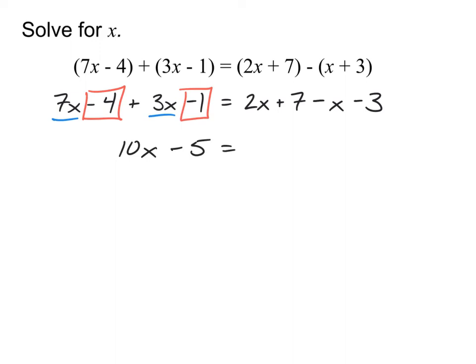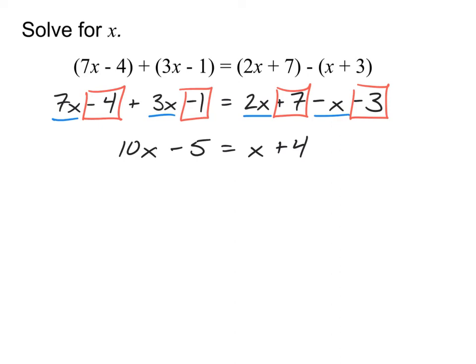On the right side, I'm going to do the same thing. There I have a 2x minus x. 2x minus x is 1x. I don't have to write the 1 out front. 1x is just x. And then I have the positive 7 and the negative 3. So I'm going to do 7 minus 3, which is a positive 4. And so I write plus 4.